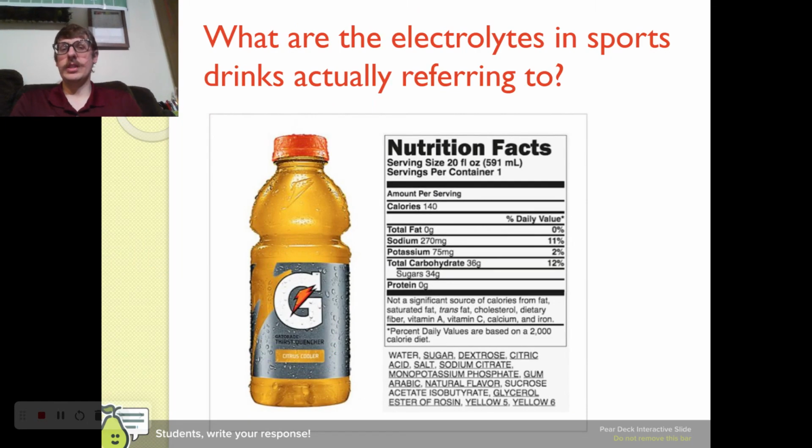But I want you to look at this label here and see if you can figure out the sports drink. What are the electrolytes? What are they actually referring to? Okay. Well, hopefully you saw in there that there's salt, that's sodium chloride. And then there's phosphate, monopotassium phosphate. The citrate in the sodium, this sodium's a cation, citrate's going to be an anion. Potassium is a cation, phosphate's an anion. So when you're drinking a drink for electrolytes, this is what you're taking in.